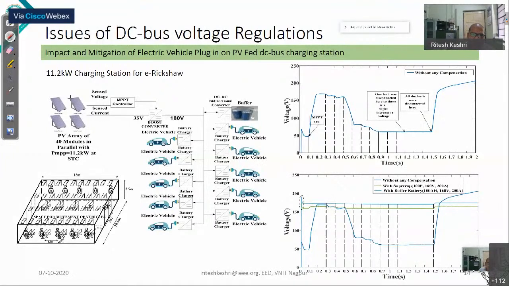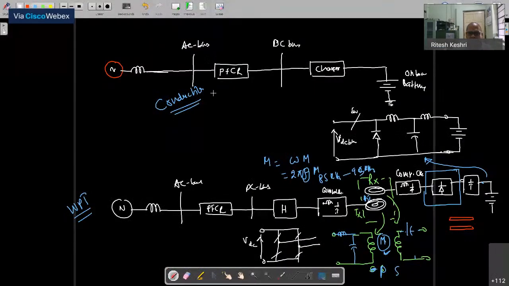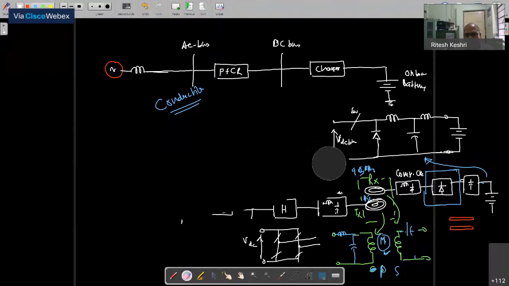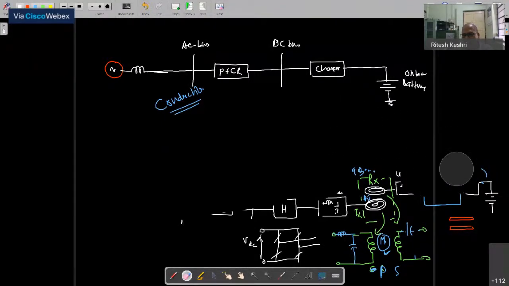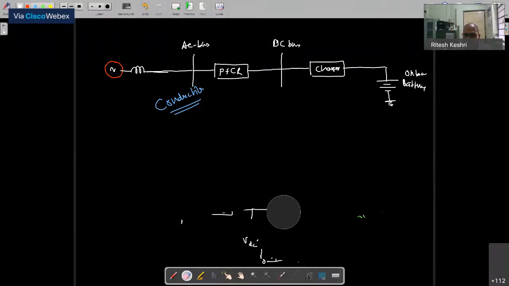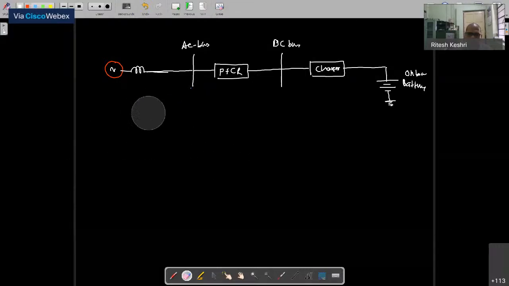You can see here, I am talking about the charging station now. So let us consider this is the situation now. Let's say that this is the charger. We are talking about the charging station, and at the charging station you have a DC bus.